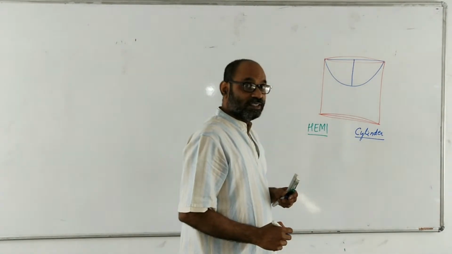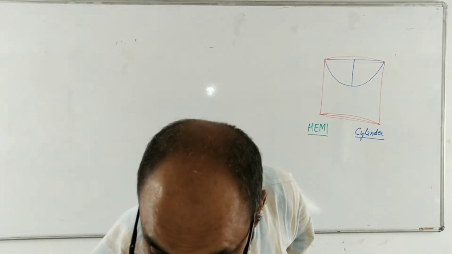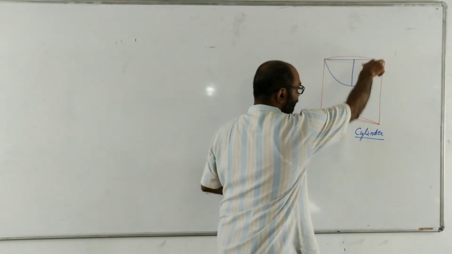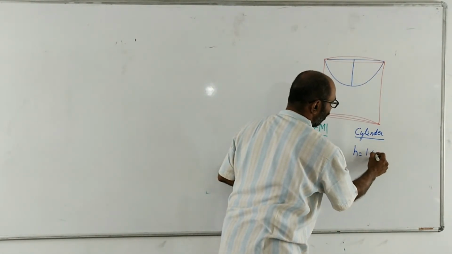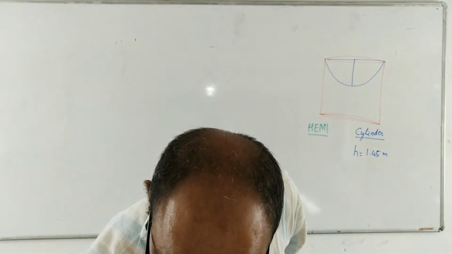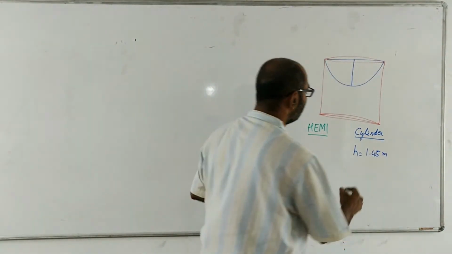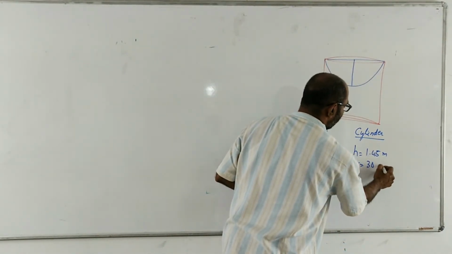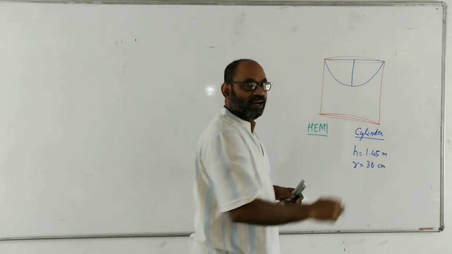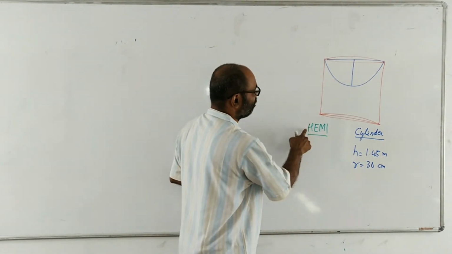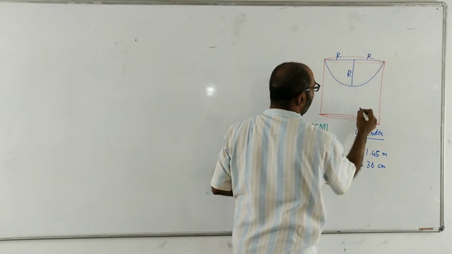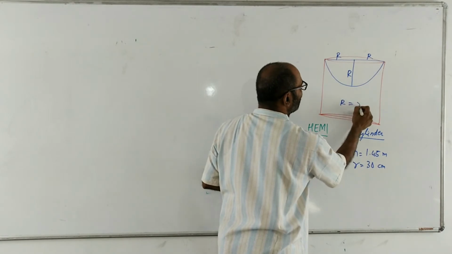Right? The height of the cylinder is 1.45 meter. This height of the cylinder H is 1.45 meter. Alright? And the diameter, in fact radius, is 30 centimeter. Correct? Now the radius for the hemisphere and cylinder are both going to be equal. But I put hemisphere capital. So this is capital R, capital R, capital R. And this is small r. Capital R is equal to small r.